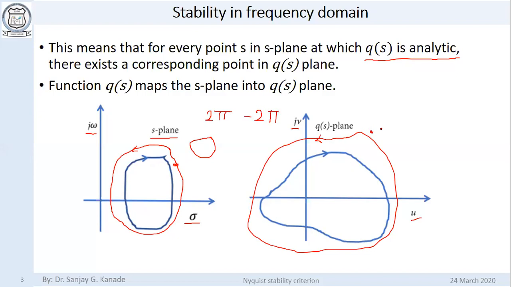Okay, clockwise minus 2 pi, anti-clockwise 2 pi. Okay, so what is important to know is, if a contour is taking a full closed loop path in the S plane, it will also take a full closed loop path in the Q(S) plane. Okay, this is the mapping plane. We are going to map the S plane into some another plane.